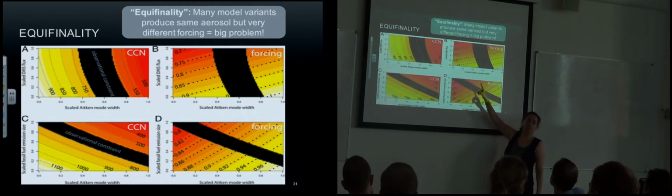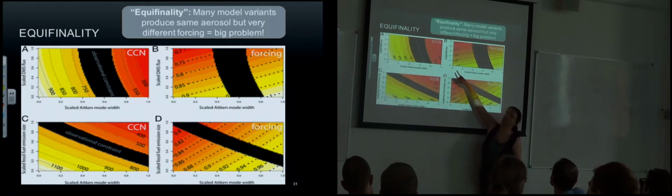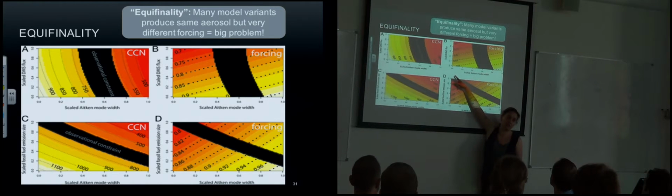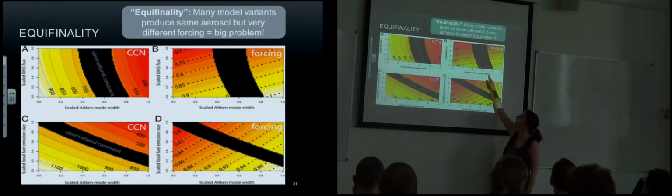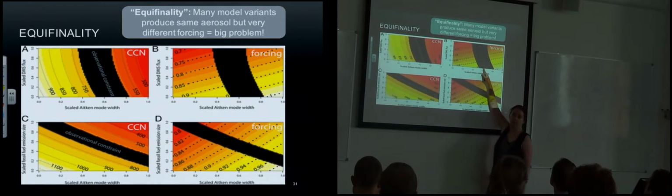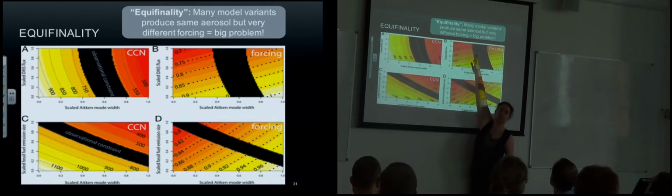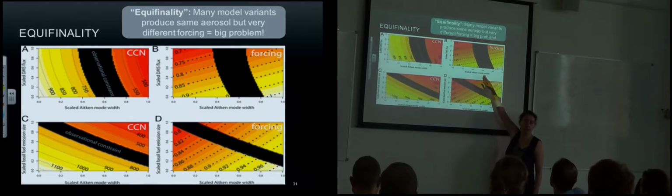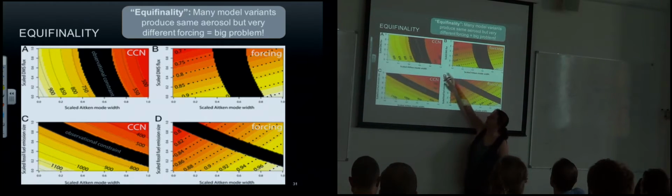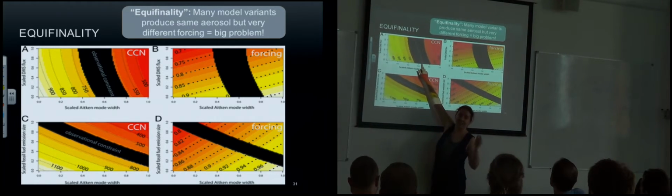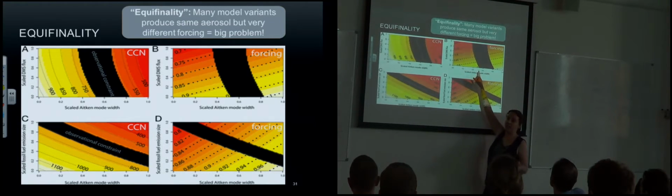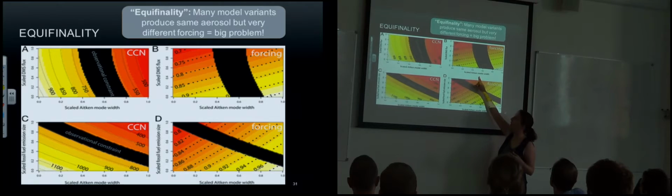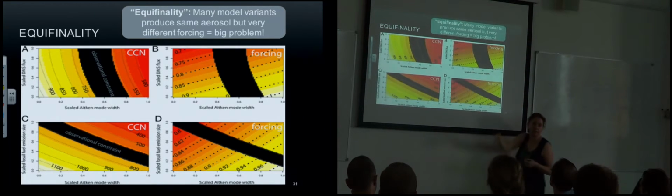In that same grid box, my forcing is dominated by my DMS, and this Aitken mode width does nothing to affect forcing. So that same parameter set just goes right across the width of my forcing. Okay, so although my CCN is very, very tight in here, if I take any particular part of that sample, I could get any forcing still. Okay.